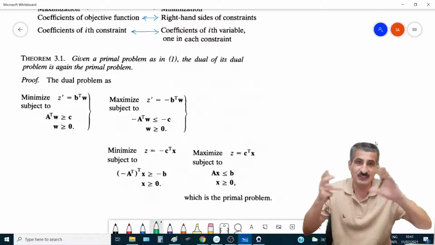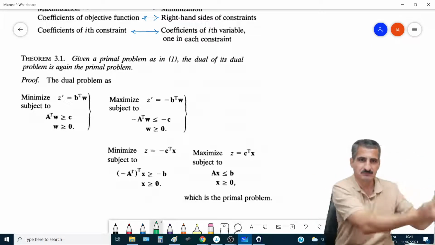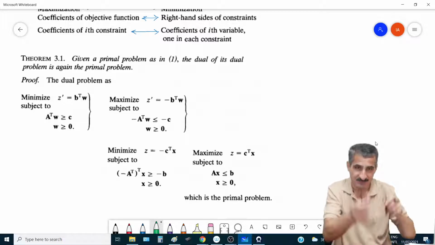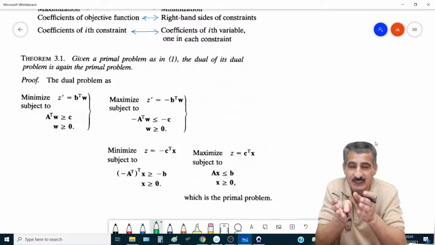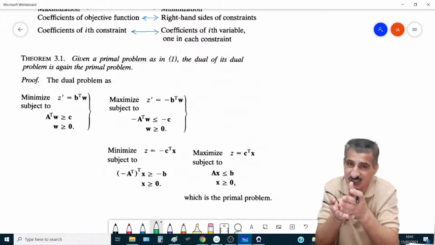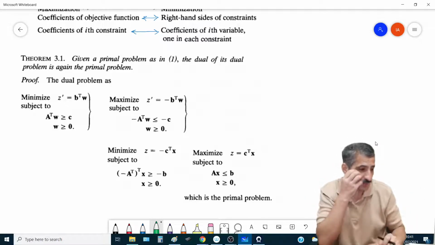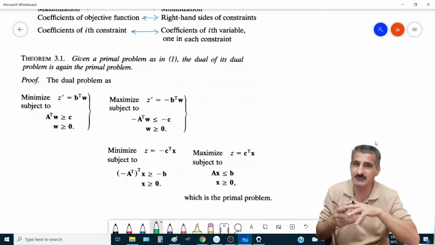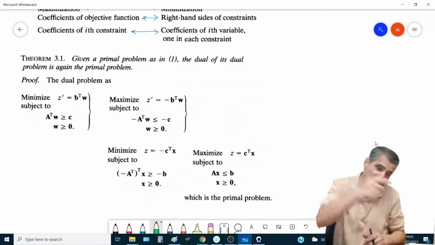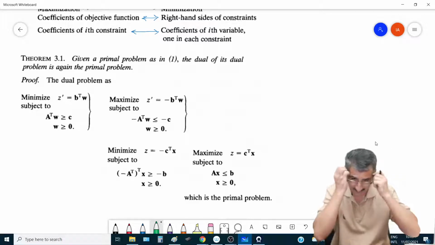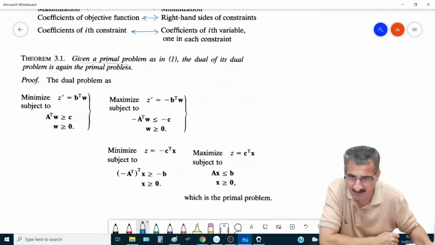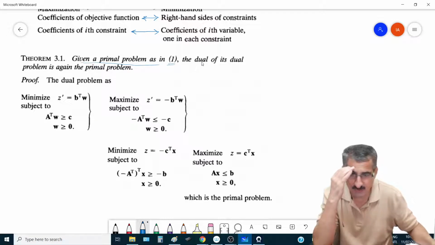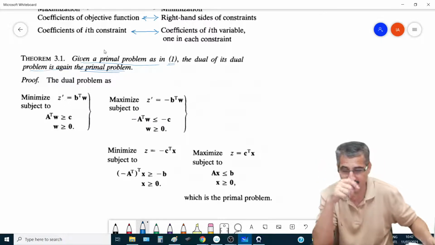So start with a linear problem, take the dual again, and you come back. And this is very important to understand. Because if we start with a linear programming problem with a maximization, then the dual is minimization. Now if we start with a linear programming problem with a minimization, then the dual is a maximization. This theorem says, given a primal problem, the dual of its dual problem is again the primal problem. This is what I just explained. Okay, so let us start.